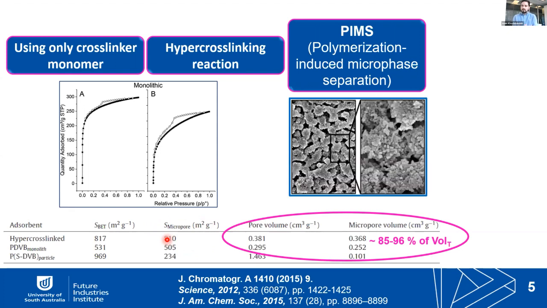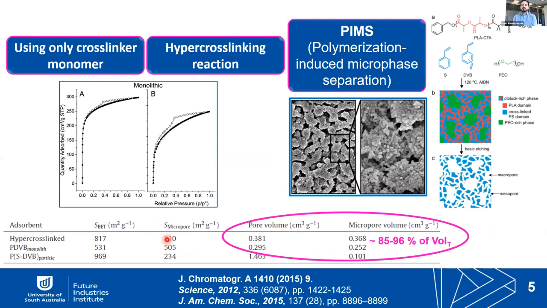Polymerization-induced microphase separation was introduced in 2012 by the Hillmyer group in the US. It's an interesting material with dual porosity, having mesoporosity and macroporosity. This is the method that they use for preparation, using the PLA CTA, styrene, divinylbenzene, AIBN, and polymerization can be done in the presence of the PEO. But the problem here is the back pressure is very high, because the PEO size is introducing the macroporosity, and there is a limit here.